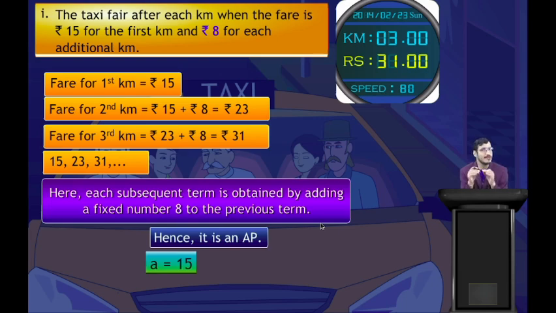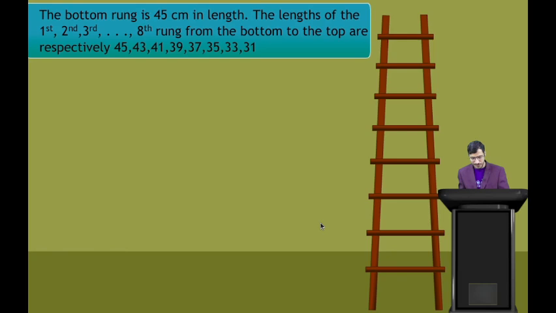Here each subsequent term is obtained by adding a fixed number 8 to the previous term. When we add 8 to 15, we get the second term. When we add 8 to the second term, we get the third term, and so on. So it is an AP. Here A is equal to 15 and the common difference D is equal to 8.